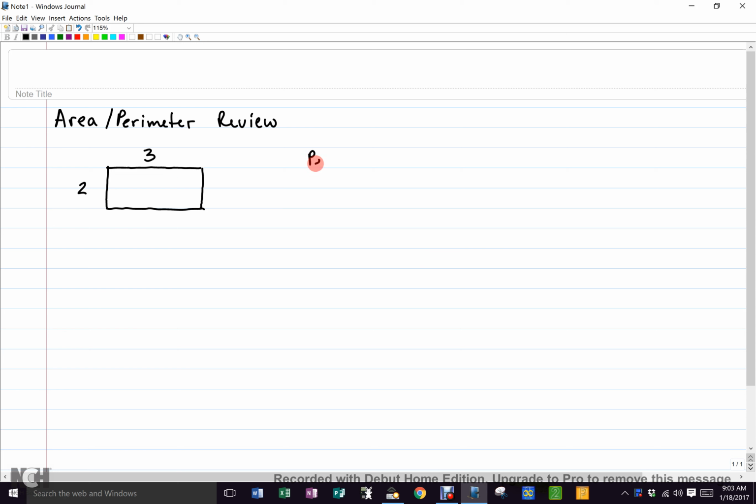What is the perimeter of something? You don't have to write all this down. You just have to write down what you need. What is the perimeter of something? Yeah, perimeter is the distance around the edge.